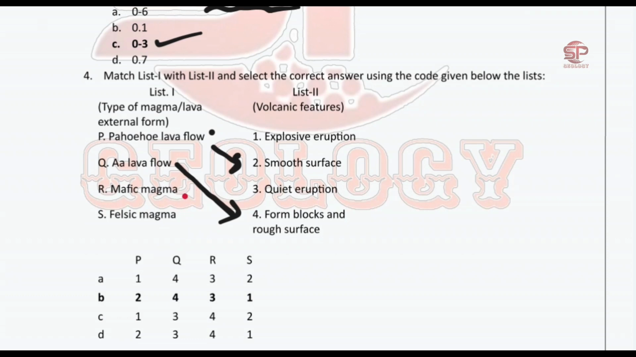Then comes mafic magma. Mafic magma comes from a deeper source, so it will produce a quiet eruption. And felsic magma is produced from a shallower level, so it is directly under the lithostatic pressure, so it will produce an explosive eruption. So the answer will be B.